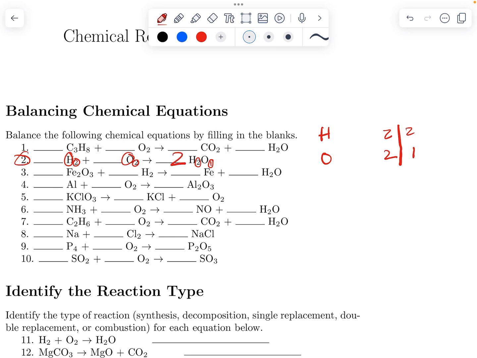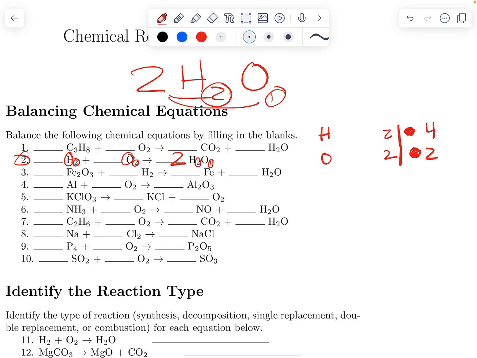So if we put a 2 here, let's write it real big so we can see this easily. This 2 multiplies with this and also with this. So then we fixed our oxygen problem. We have 2 oxygen, but now we have 2 times 2 hydrogen, we have 4. So even though we fixed our oxygen problem, we've broken hydrogen. So the way to fix hydrogen is to put a 2 in front of it. 2 times 2 is 4, and now it's balanced.